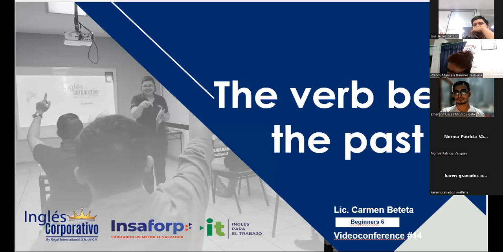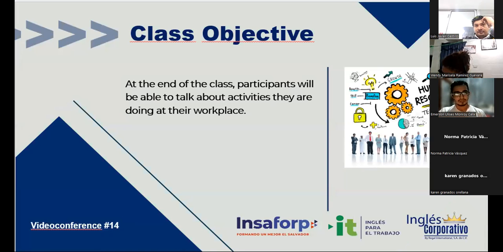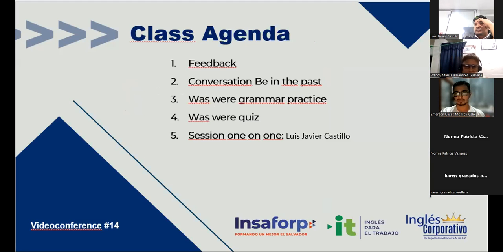This is our video conference number 14, guys. Ooh, we are almost finishing the third week. Okay, so everybody, please catch up with the homework. All right. The class objective is that at the end, you will be able to talk about activities that you are doing at your workplace. It means doing right now. And we're going to say to the past, even though we are just going to identify, right? Then our feedback has been done. We are going to have a conversation and we are going to see the was and were grammar practice.